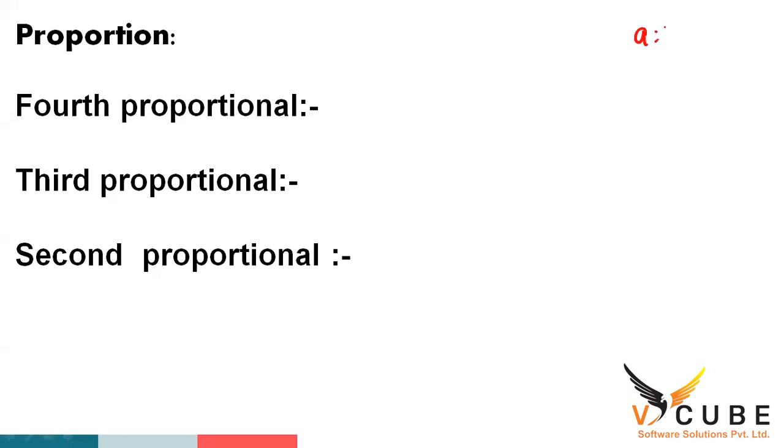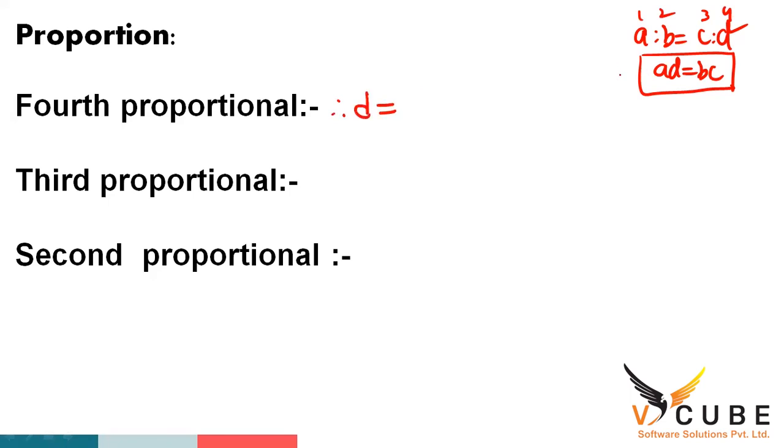So A is to B is equal to C is to D. The proportion formula is AD is equal to BC. Fourth proportion means find out the D value. 1, 2, 3, 4. For the fourth proportion we have to find out the D value, so D is equal to BC by A. What is the fourth proportion formula? D is equal to BC by A.